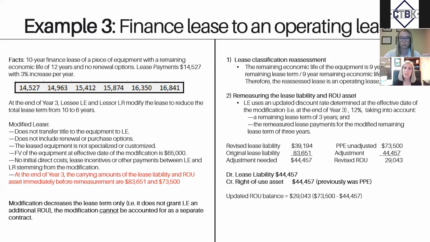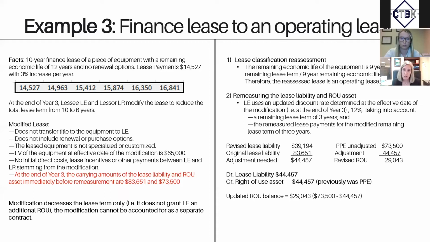We're still going to remeasure the lease liability and right of use asset. So again, I'm going to look at that lease liability by taking the remaining payment terms at the discount rate, or the lease rate at the modification date, over the remaining term. So now my revised lease liability is $39,194. I had $83,651 on the books, so I need to adjust my lease liability by $44,457, or reduce it.